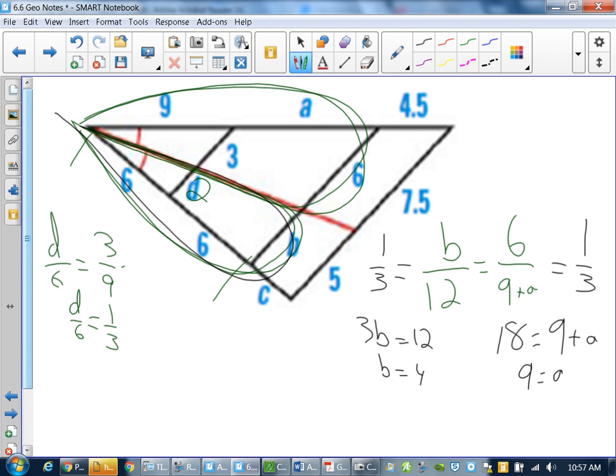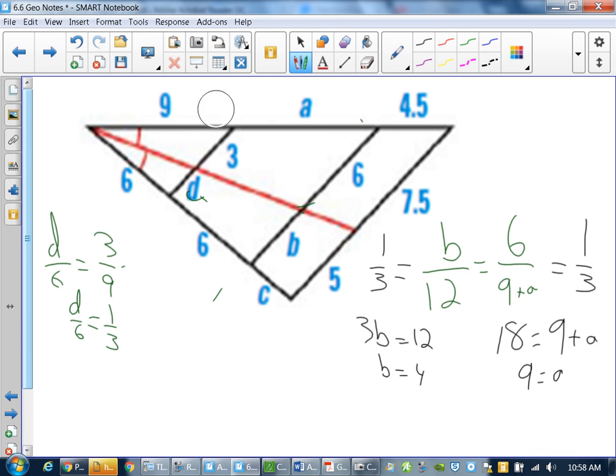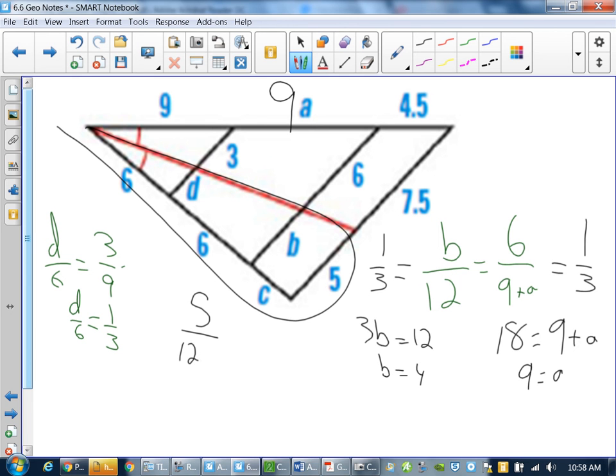How do you find C? C, we do the same thing. So to do C, C is actually just as easy as D was. Now that we know that A is 9, what we would do is 5 over 12 plus C. And the other side would be 7.5 over 18. 18 and 4 is 22, so it would be 18, and 4.5 would be 22.5.